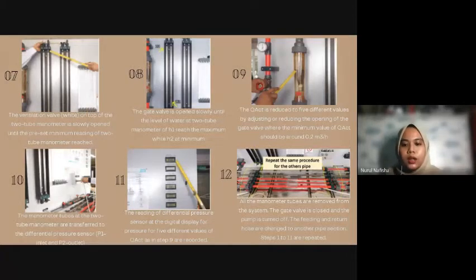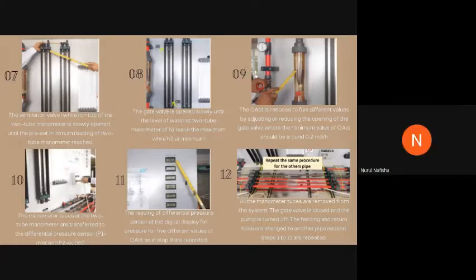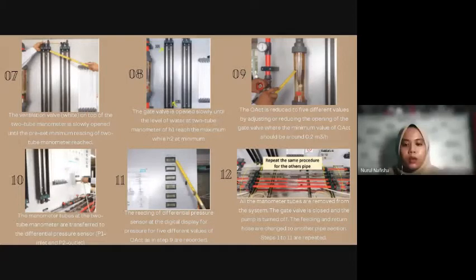The 2 tube manometer readings H1 and H2, the temperature, and the Q actual are recorded. Next, the Q actual is reduced to 5 different values by adjusting or reducing the opening of the gate valve. The minimum value of Q actual should be around 0.2 meter cubic per hour. All the readings H1 and H2, the temperature and the Q actual are recorded.